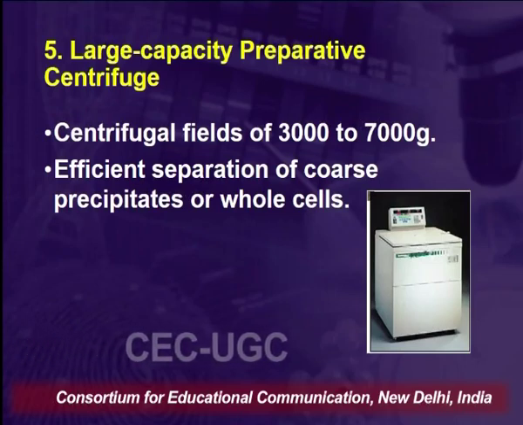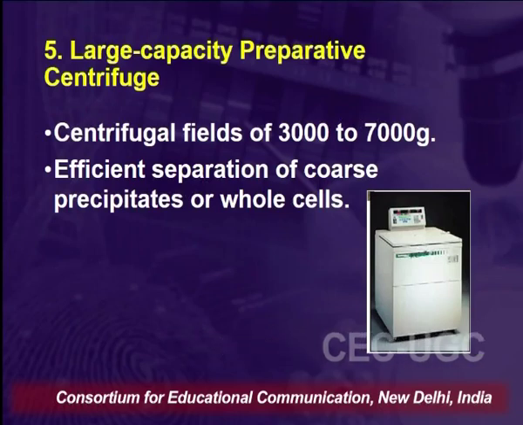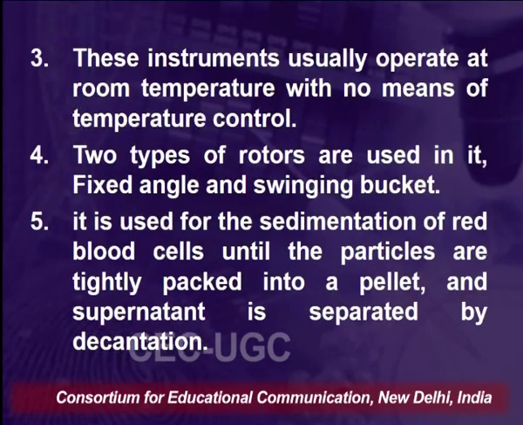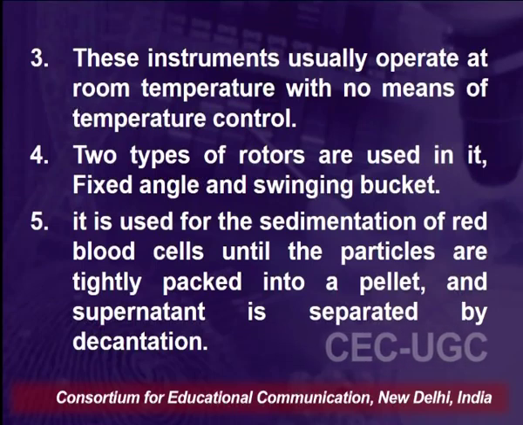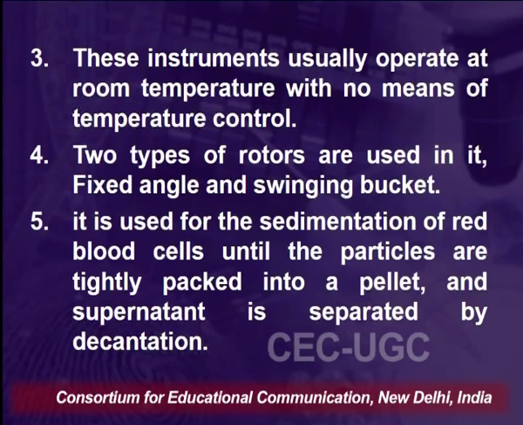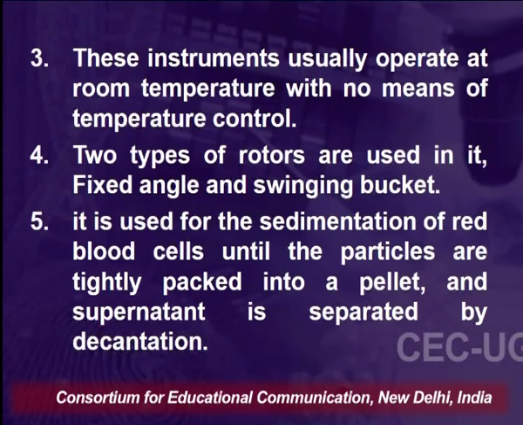This is for the efficient separation of coarse precipitates or whole cells. The low speed centrifuges are mostly used in the laboratory where routine sedimentation of heavy particles is required. They have a maximum speed of 4000 to 5000 revolutions per minute. Usually they operate at room temperature and do not require any temperature control. There we can have two types of rotors, one is the fixed angle rotor and one is the swinging bucket rotor. We will discuss these types of rotors further in our presentation.